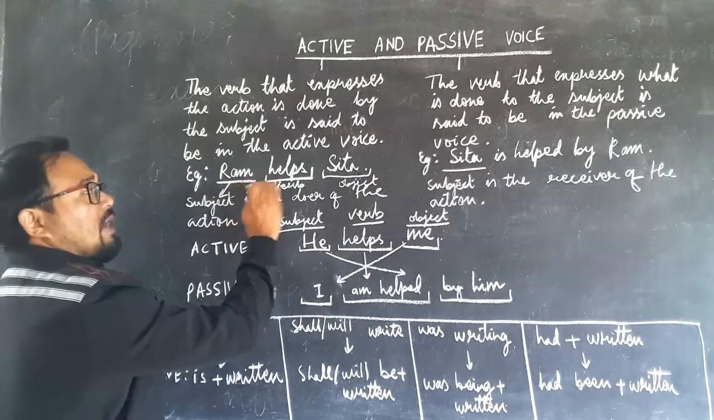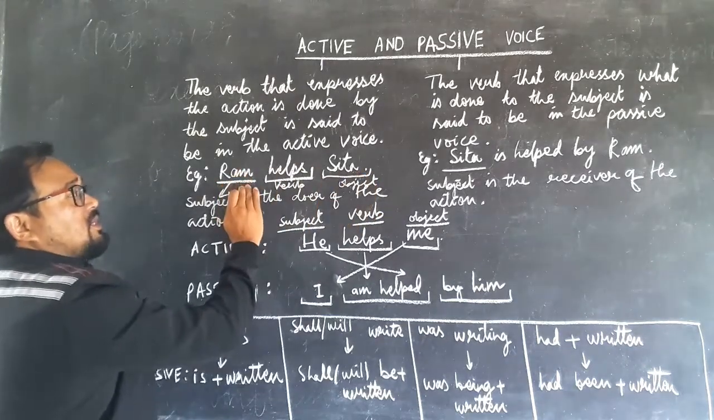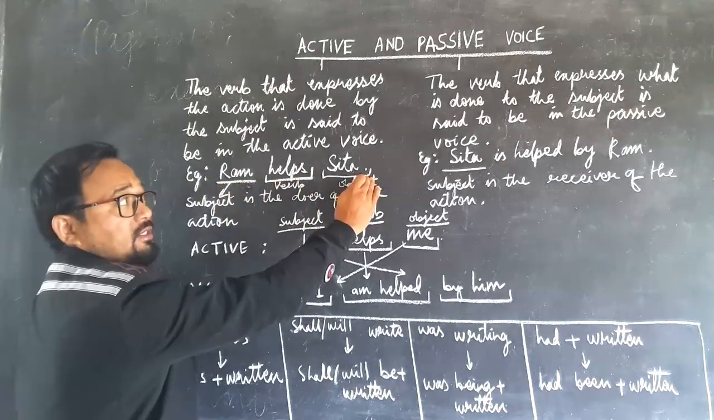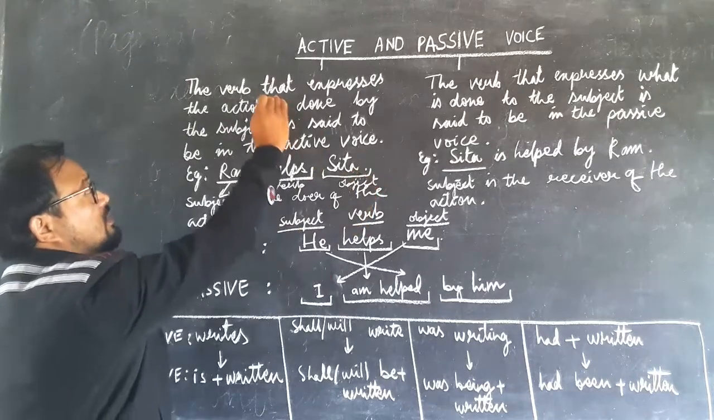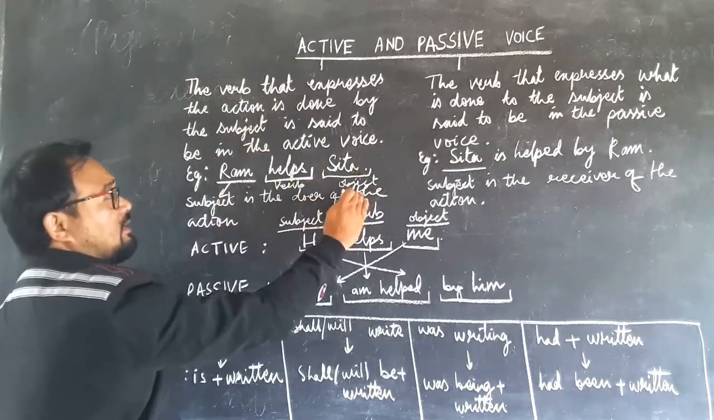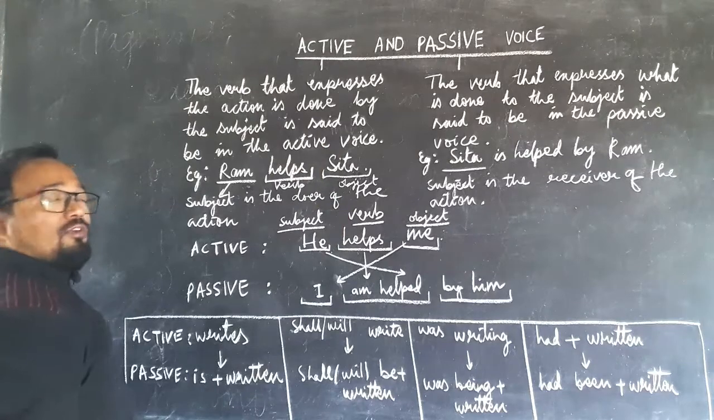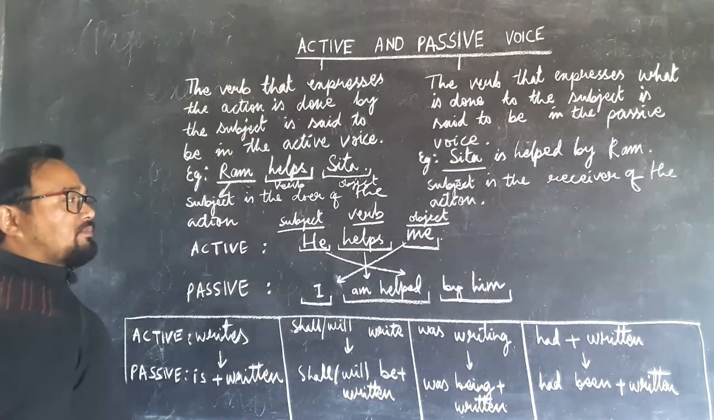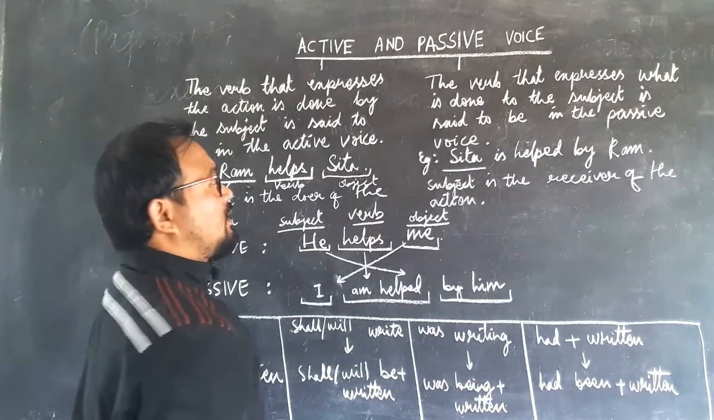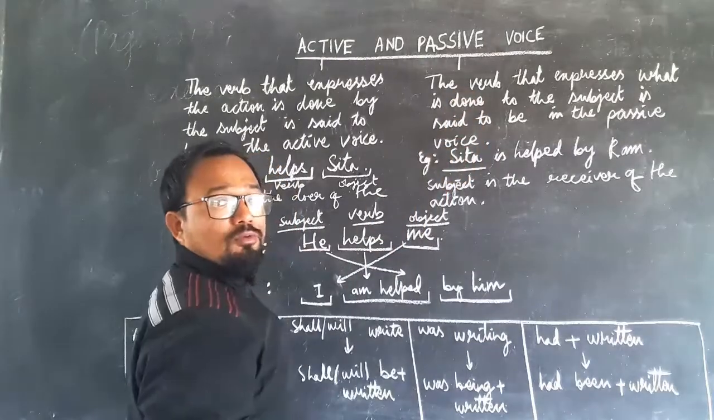So here Ram is performing the action. That means the subject is the doer of the action. Okay, so if the subject is the doer of the action, then it is said to be in an active voice. All right. Next one you can see here, what is passive voice now?